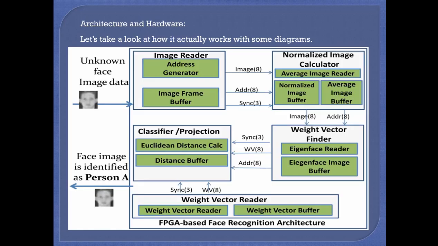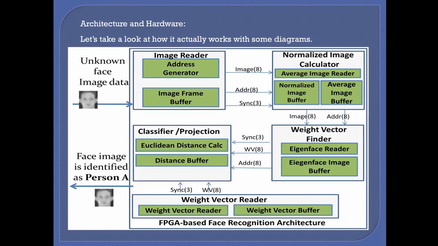So the normalized image calculator finds the differences between the average image and the input image. And then the input image pixels are subtracted to find the normalized input image. And then it's sent to the weight vector finder.